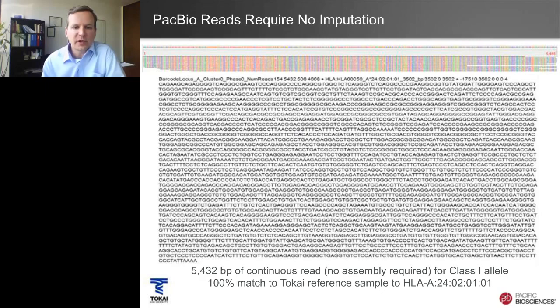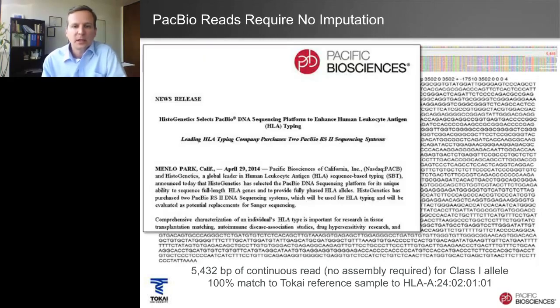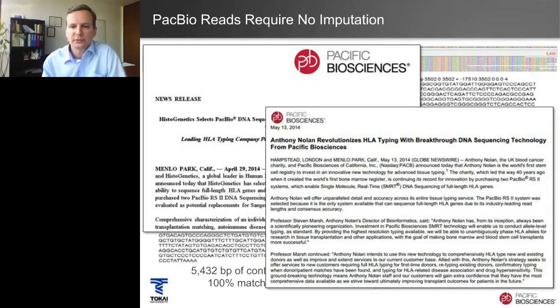This is an example of a 5.4 kb continuous sequence for a class 1 allele that was done from a reference sample from a Japanese user, and it had a 100% match with this particular HLA type. And so that is the reason why several of the HLA typing labs have now gone on to purchase a PacBio system. So, for example, Histogenetics has selected Pacific Biosciences as a platform to do HLA typing, and they're one of the global leaders in this particular field.